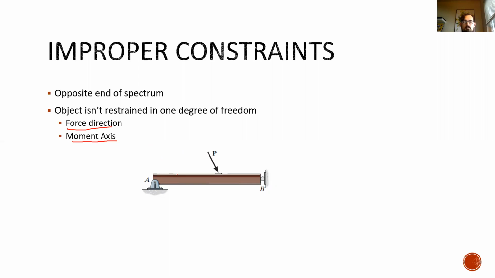Thinking about this particular problem, when I apply this force P here, since this is a roller, I really only have a force in the x direction. There's nothing to keep this thing from just rotating until it falls down. That's just going to fall down. When this falls down, hey, this is improperly constrained.